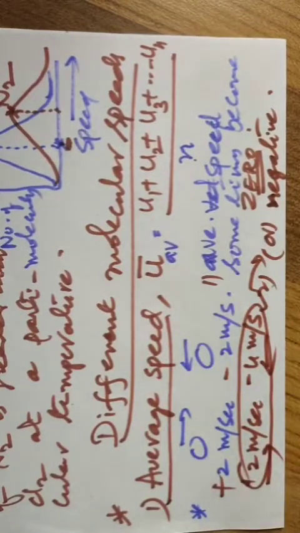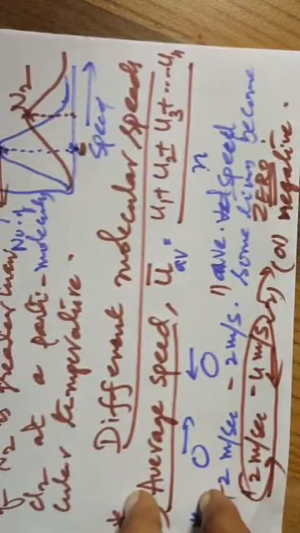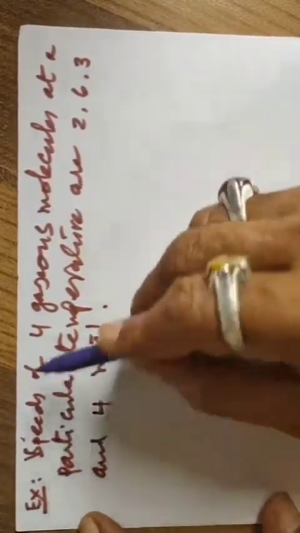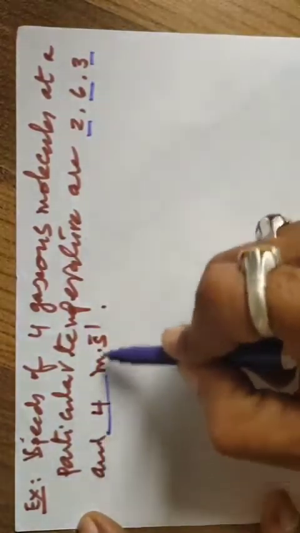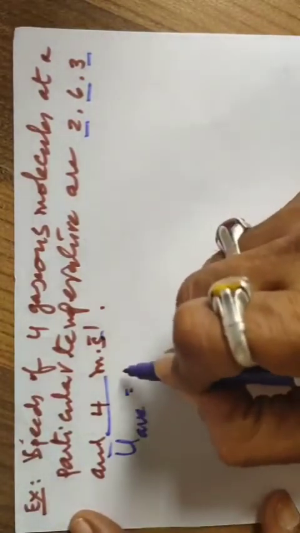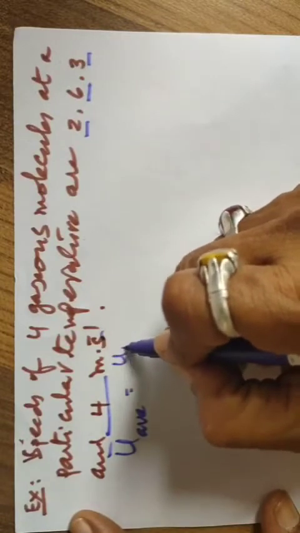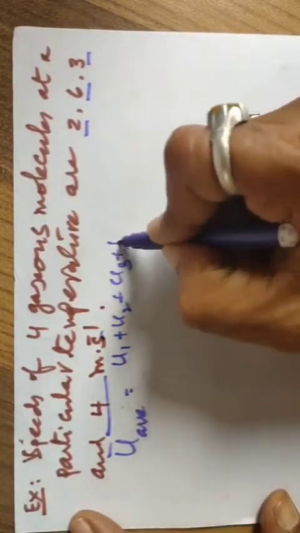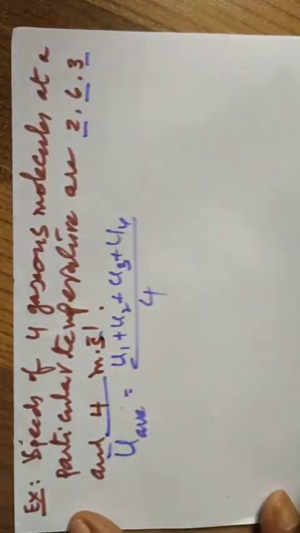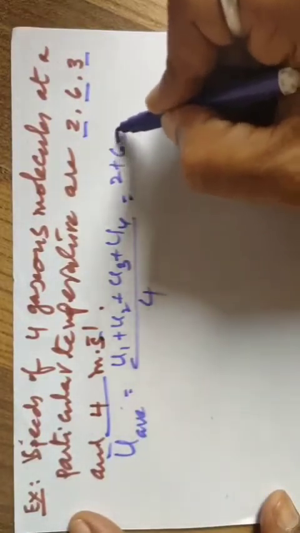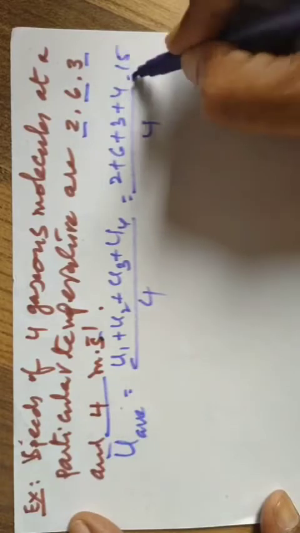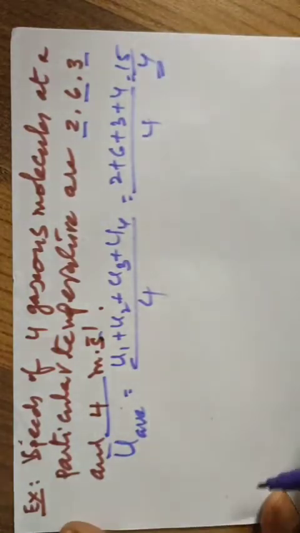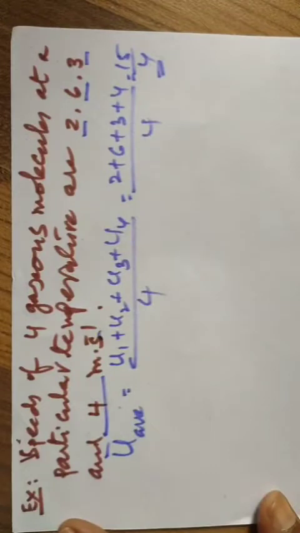How do we calculate average speed? Take one simple example and conclude. If you take speeds of 4 gaseous molecules at a particular temperature as 2, 6, 3 and 4 meter per second, then average velocity is equal to u1 plus u2 plus u3 plus u4 divided by the total number of molecules, 4. Therefore, 2 plus 6 plus 3 plus 4 by 4, that is 15 by 4. So this is the way of calculating average velocity.